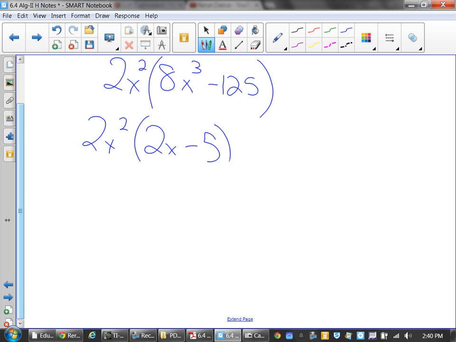minus 5, 4x squared, plus 10x, plus 25. Let's go with that. That's as goofy as this gets for right now, because some of these perfect cubes will be hiding within. So you just have to take a quick look and see if you can find out where they're at.